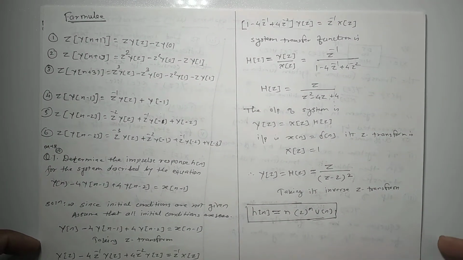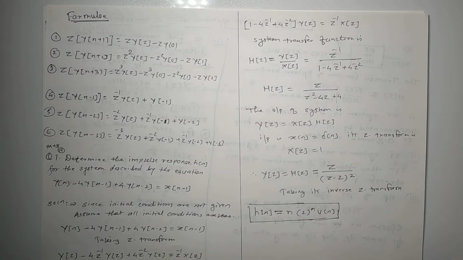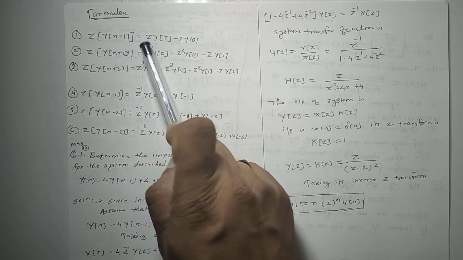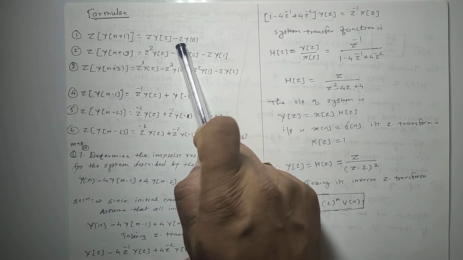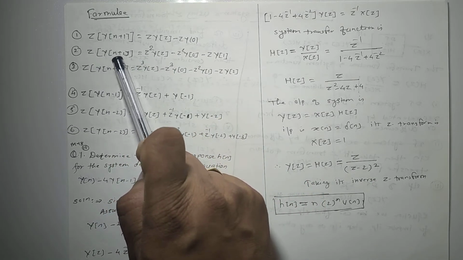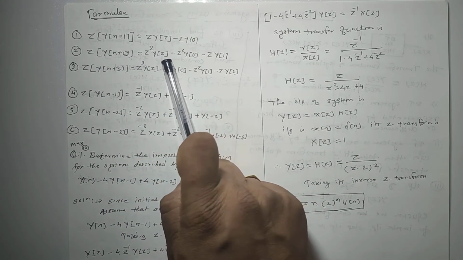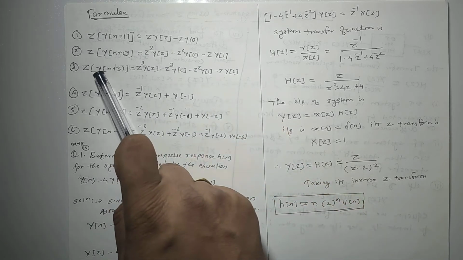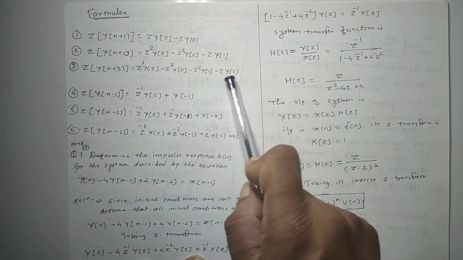If you want to solve the difference equation using z transform, then we should know the formulas. Okay, so these are the formulas. The z transform of y(n+1) is equal to zY(z) minus zy(0). The z transform of y(n+2) is equal to z squared Y(z) minus z squared y(0) minus zy(1). The z transform of y(n+3) is this one.